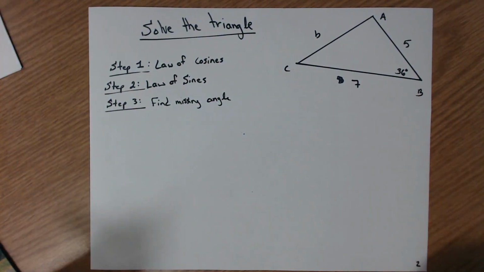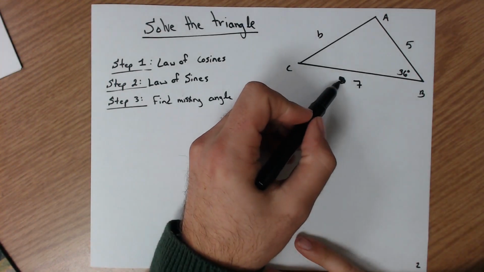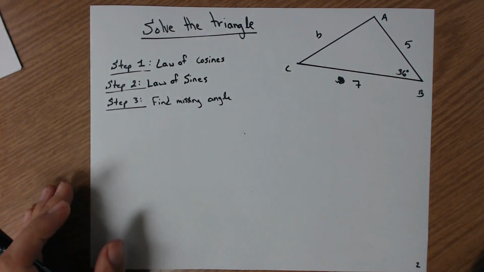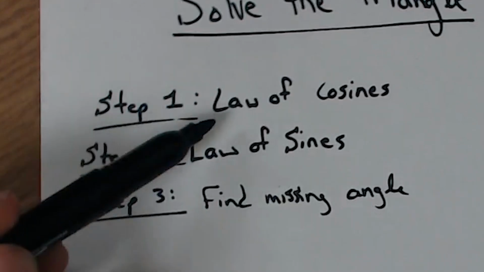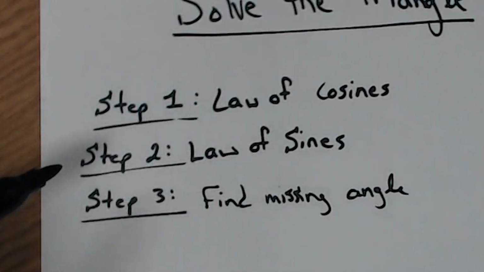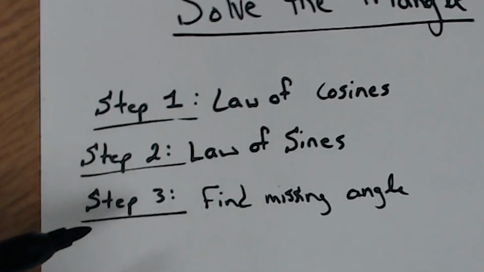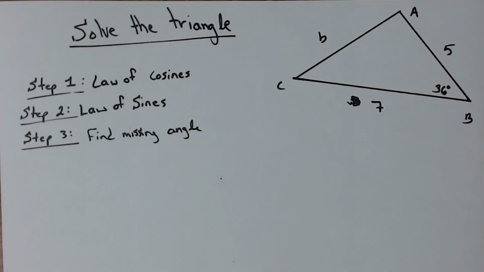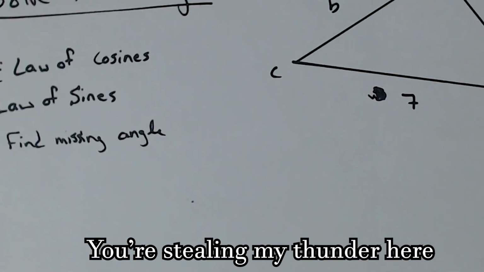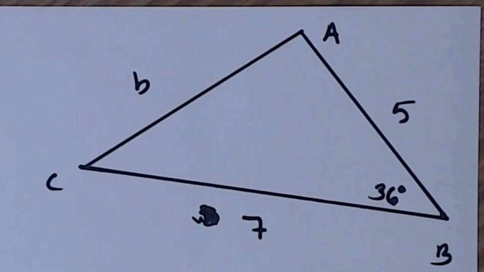First thing we're going to do is we're going to solve a triangle. This is our triangle we're given. And we have 3 steps. Step 1, we're going to use law of cosines. Step 2, we're going to use law of sines. And step 3, we're going to find the missing angle. You might want to draw this picture down, so I'm going to zoom in a little bit. You might want to just write that on your paper. I'll give you a second. Pause the video or something now so you can write that down.